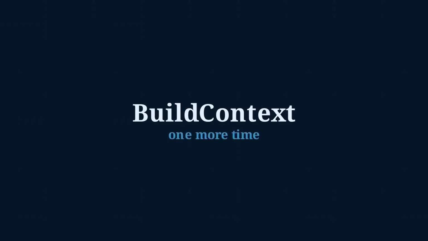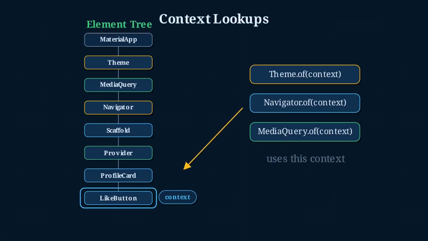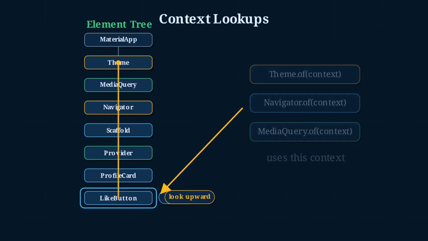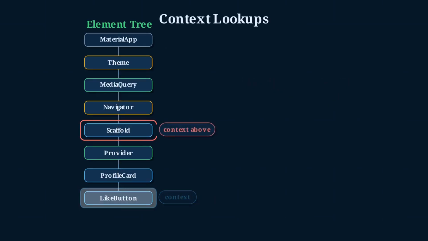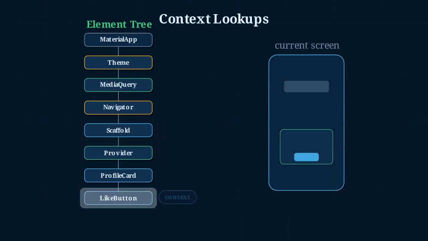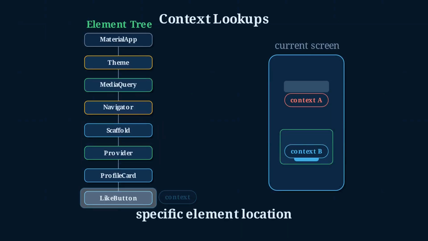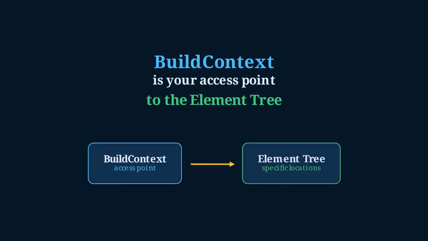Now let's connect this back to BuildContext one more time. When you call something like Theme.of(context), Navigator.of(context), or MediaQuery.of(context), Flutter starts from that context location and looks upward. That is why the location of context matters. If you use a context that is above a provider, scaffold, navigator, or theme, Flutter may not find what you expect, because context is not just the current screen. It is a specific element location. So the simple memory line is: BuildContext is your access point to the element tree.